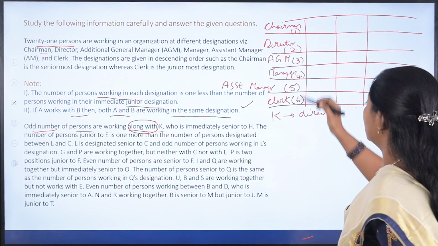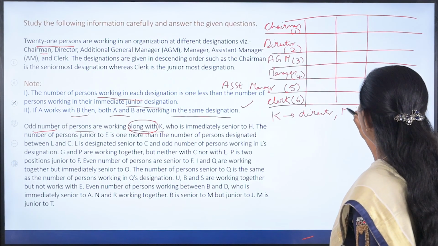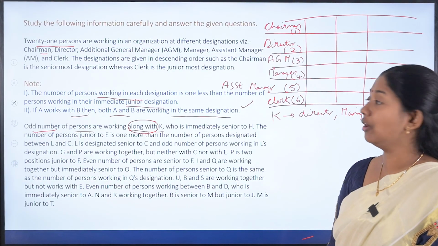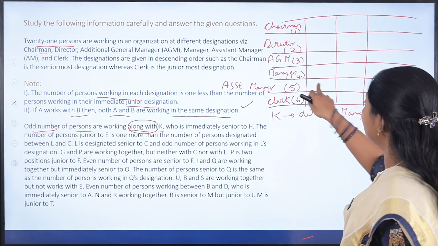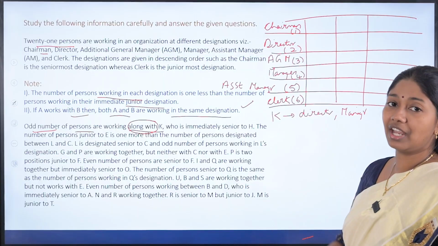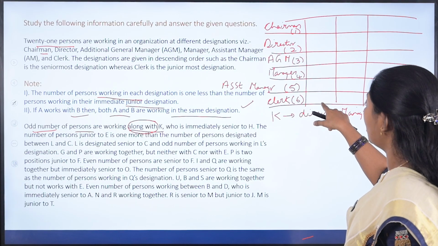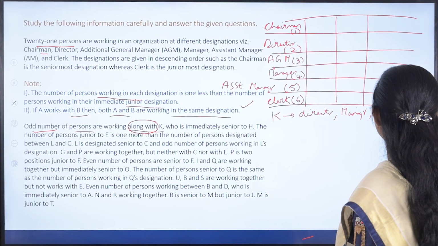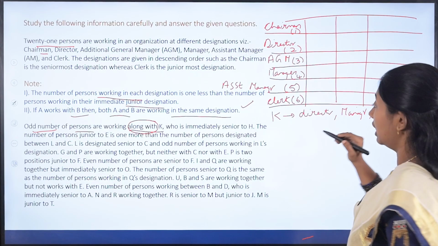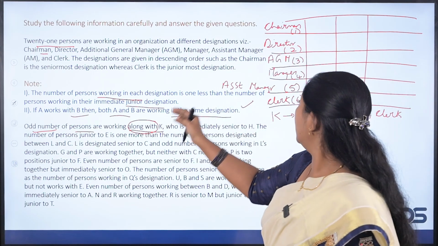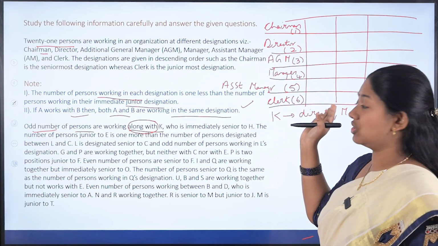We need an odd number of persons. So if K is a manager also, it is okay because if K is a manager, we have 3 odd persons working. And if K is an assistant manager, again we have odd persons working. And if K is a clerk, we have 5 members. So the places where K can occupy are only these 3 designations.